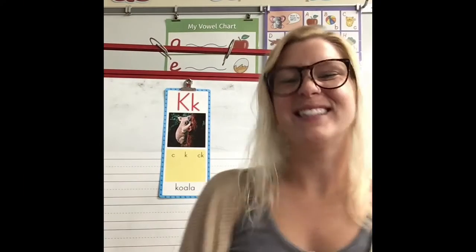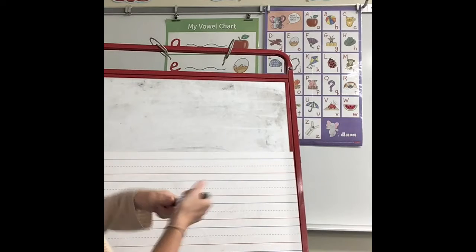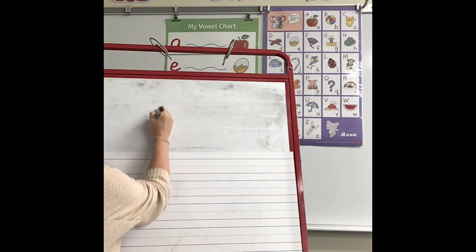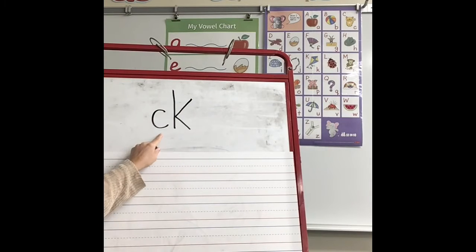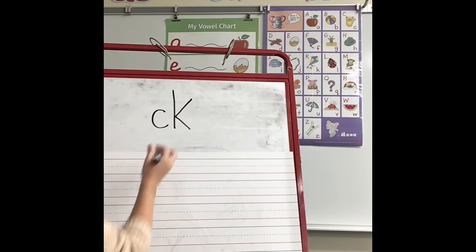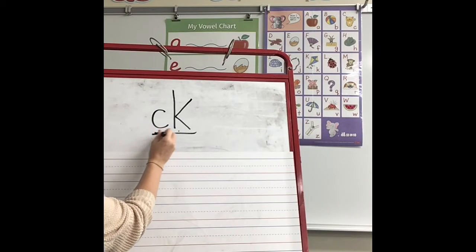We know that K says k like at the beginning of koala. But sometimes K says k at the end of a word. Sometimes when we see k at the end of a word, it can look like this: CK. When we see CK together, it says k.